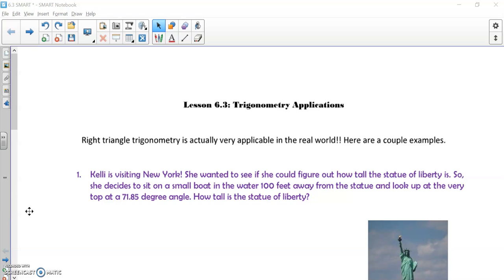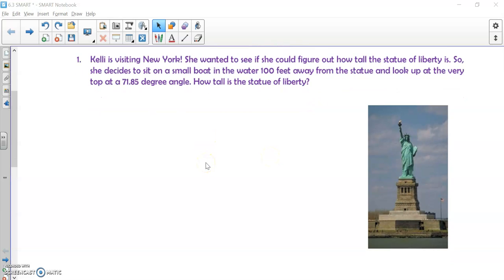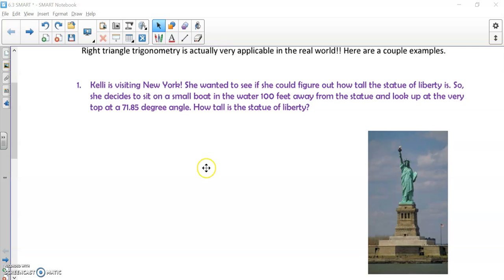Right triangle trig is actually pretty applicable. You can use it for pretty tangible things in your life. The chances of you doing so are probably not super high, but you can. So I have a couple of examples here where you can apply right triangle trig to something in the world.